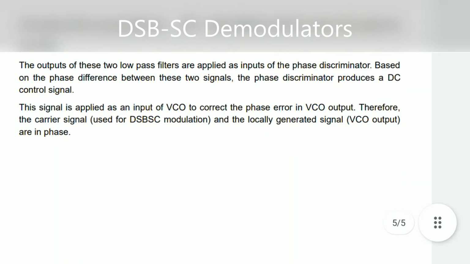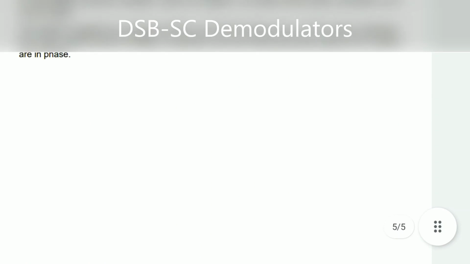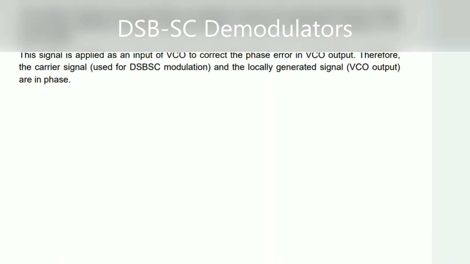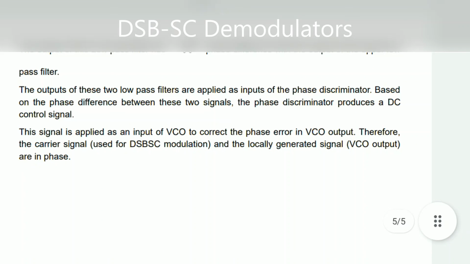Now this signal is applied as an input to the VCO to correct the phase error. If any phase difference is there, it will be passed to the VCO for phase correction. Therefore the carrier signal and the local generator signal are in phase. So this is about the demodulation of the Costas process. So this is all about the demodulation of double sideband suppressed carrier.